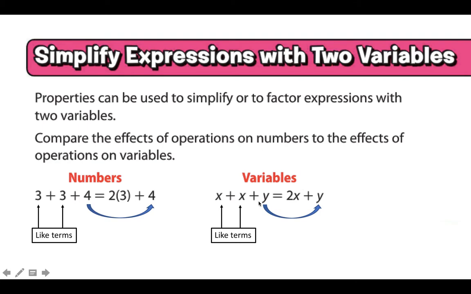Variables work the same way. So if we've got one x and another x, we can see that those are like terms and combine them to get 2x. This y is not an x, so we can't combine it with the x's, and it stays in the expression on its own. So x plus x plus y is the same thing as 2x plus y, combining only the like terms that we see.